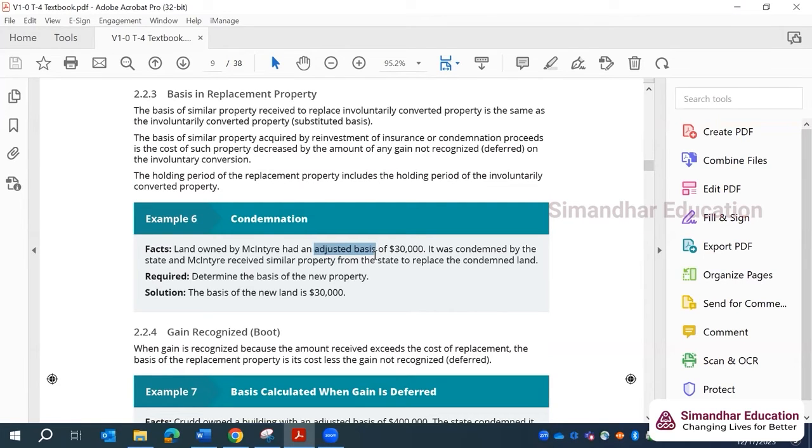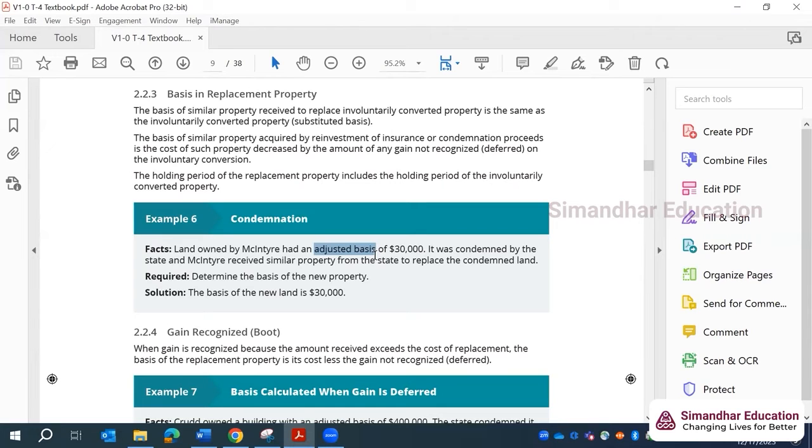If your basis is less, you will pick up more gain and you will pay more taxes. So it's not that the government is giving you any benefit here. The government is only delaying the process for you to recognize the gain and pay taxes on it eventually when you sell the new property.